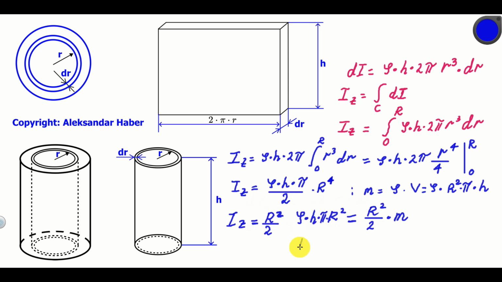And the final expression is that the moment of inertia of a cylinder is the radius of the cylinder squared divided by 2 multiplying the mass of the cylinder. And you will often see this formula in the books.